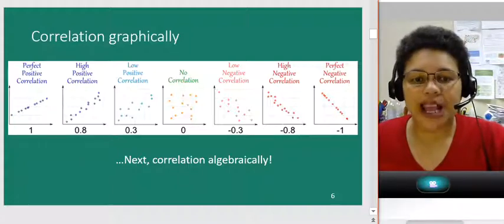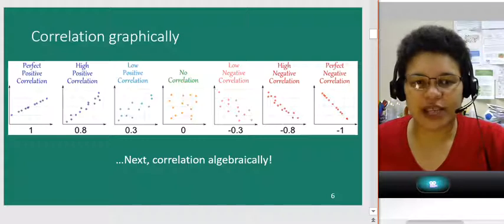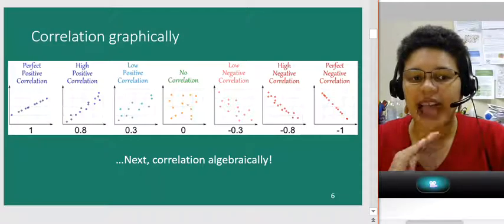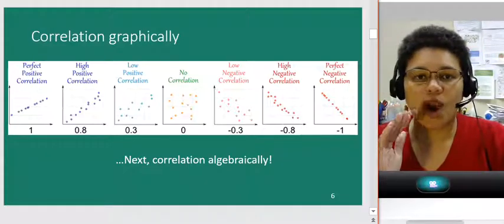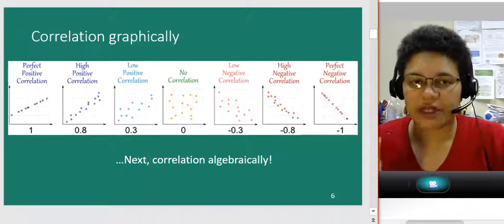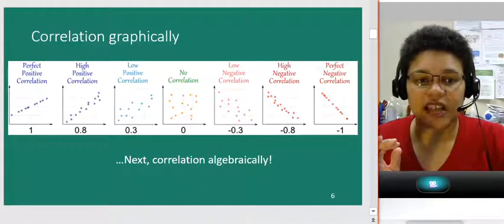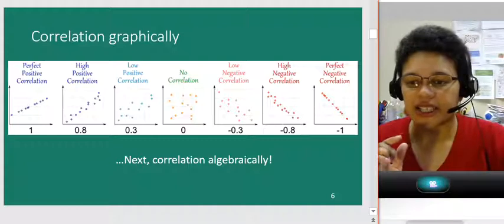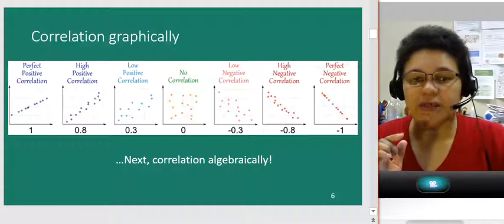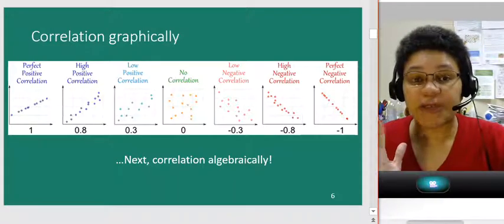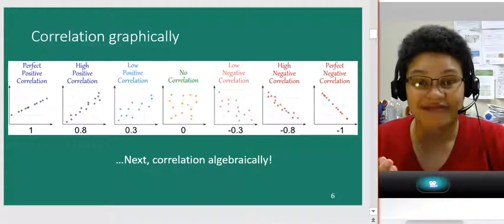So perfect positive correlation means that as one goes up, the other one also always goes up by the same amount. And that's how you get a straight line. Perfect positive correlation. So that is, when one thing is going up, so is the other thing.